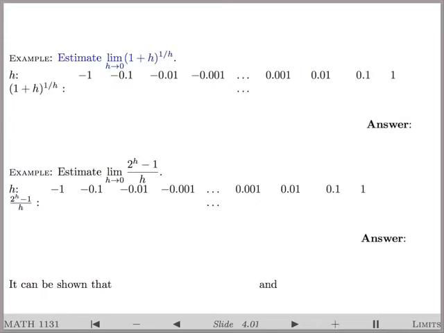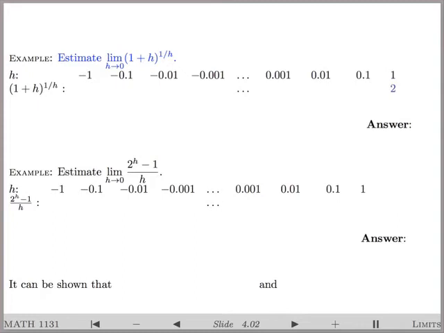The first example is the limit as h goes to 0 of (1 plus h) to the power 1 over h. So we're going to take values of h going towards 0. We'll start with 1 and then take 0.1, 0.01, 0.001, etc. And also their negatives. So you plug in the value. If I plug in 1 for h, I get (1 plus 1) to the power 1 over 1. That's 2 to the power 1, or 2.